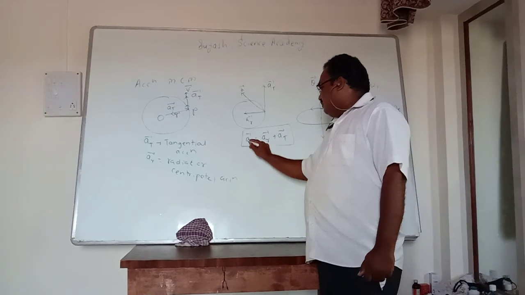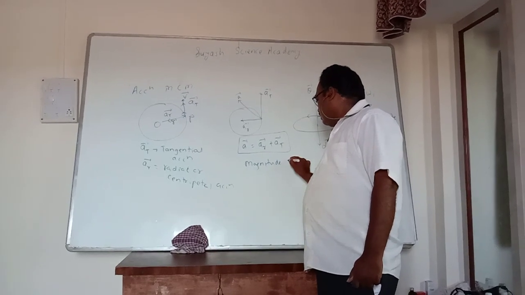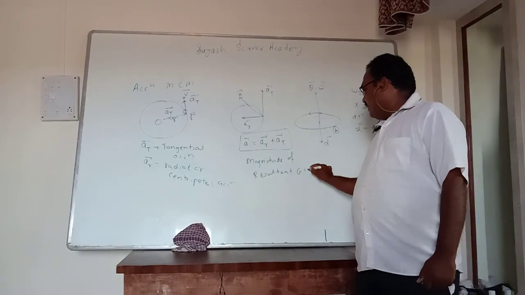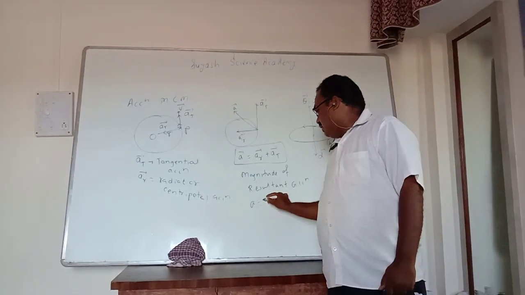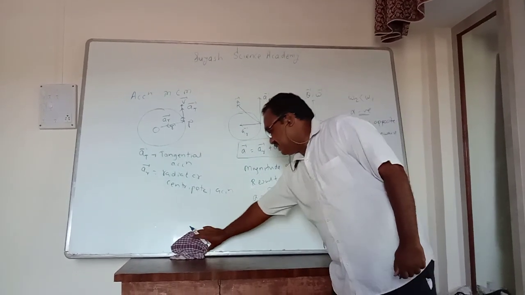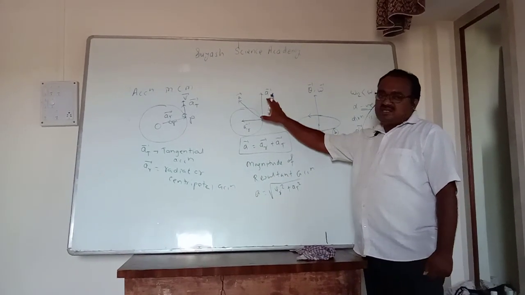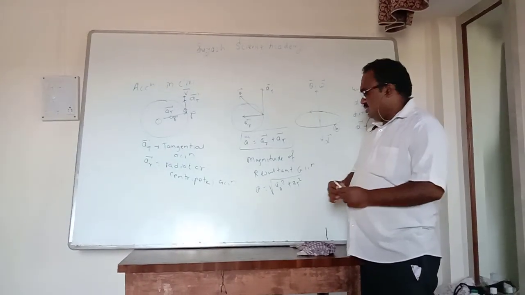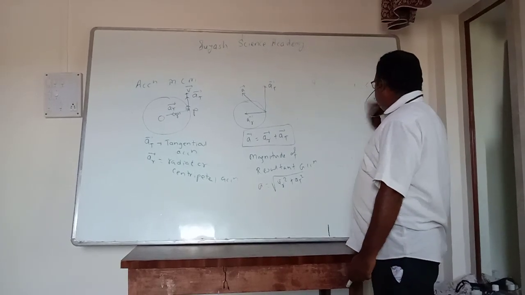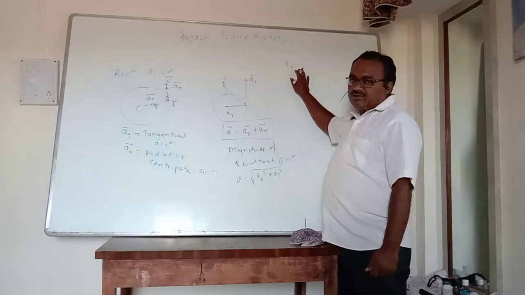The magnitude of the resultant acceleration, A, is equal to the square root of AR square plus AT square, because the radial acceleration and tangential acceleration are perpendicular to each other. The formulae for both accelerations we have studied in the 11th. I will write them here. You have to remember and learn all these formulae by heart.